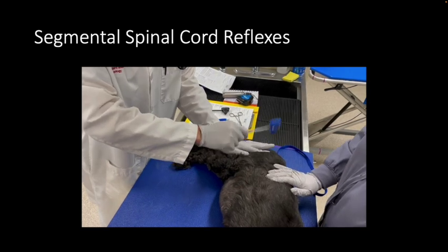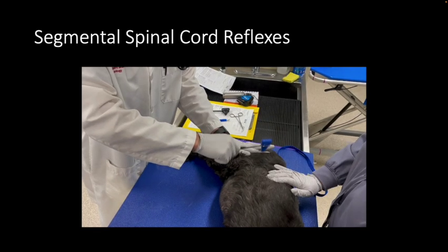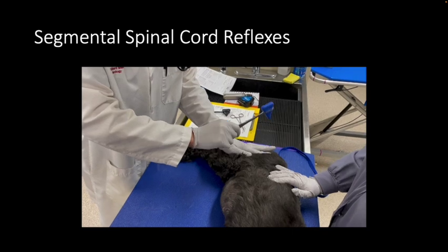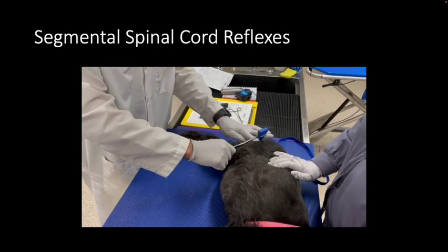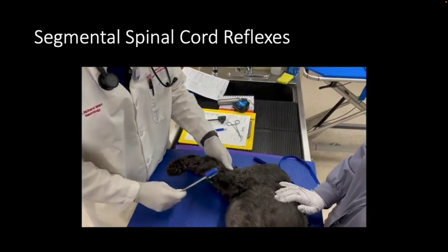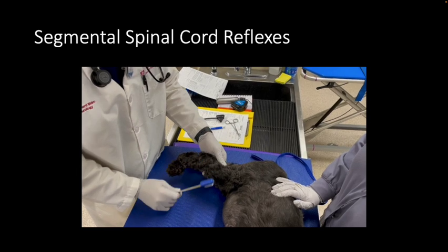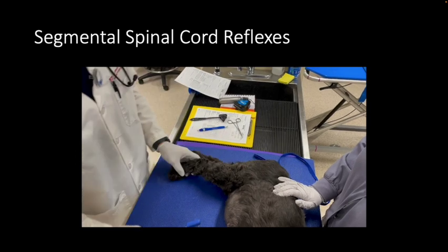For the sciatic reflex, I feel for the sciatic notch. Keep my finger in this location and watch for movement of the limb. For the cranial tibial, you want to strike the muscle belly with the pointed side of the reflex hammer, looking for flexion of the tarsus.